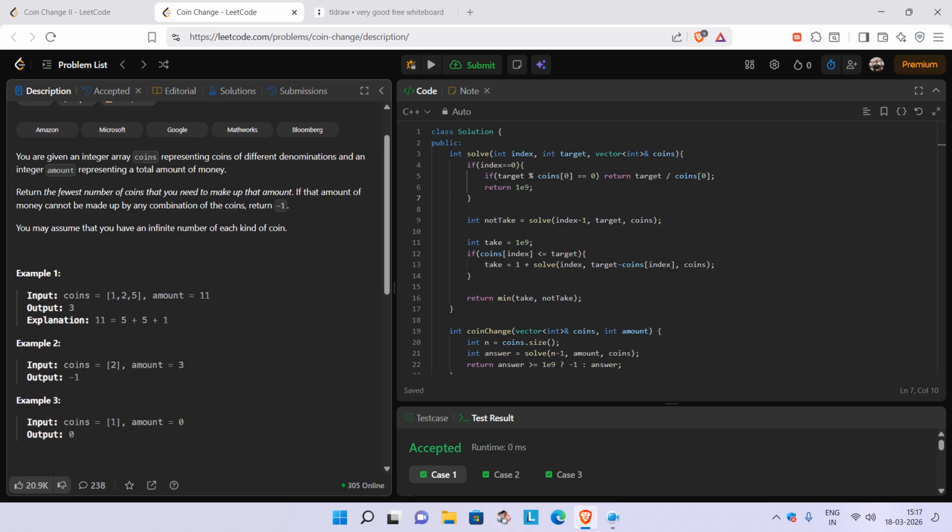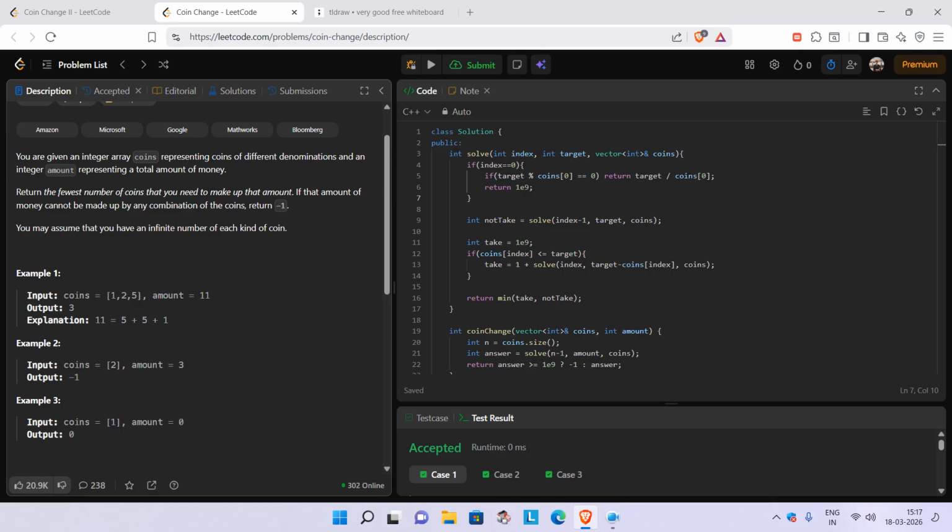If we start from this, there are many combinations possible, like we can take any coin an infinite number of times. So that is nothing but the unbounded knapsack problem here, the classical knapsack problem.